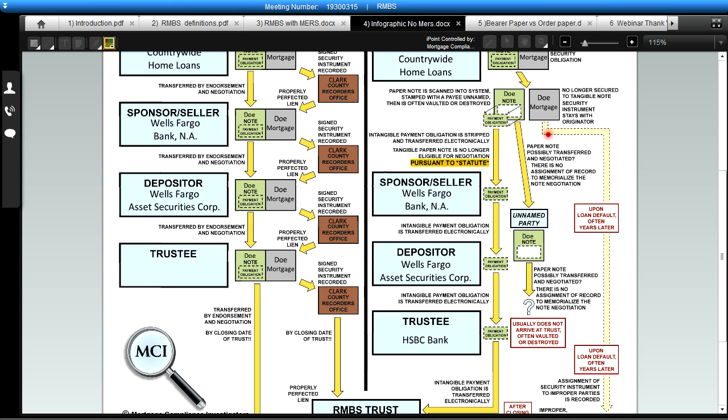However, with the stripping of this payment intangible obligation, the security instrument is no longer secured to the tangible note. So there are no conditions of enforcement that can be attached because this is now worthless personal property. The value has been stripped and sold. And then from the sponsor and seller, it has been sold again. And then from the depositor, it has been sold again.